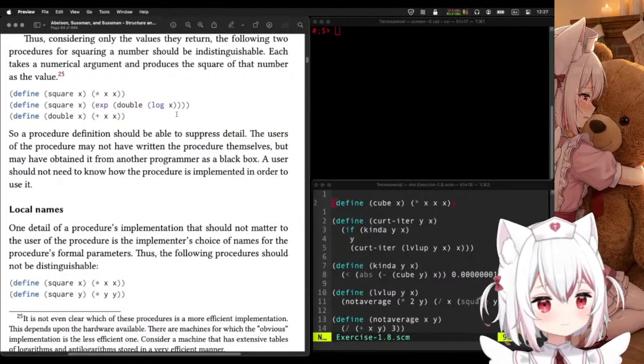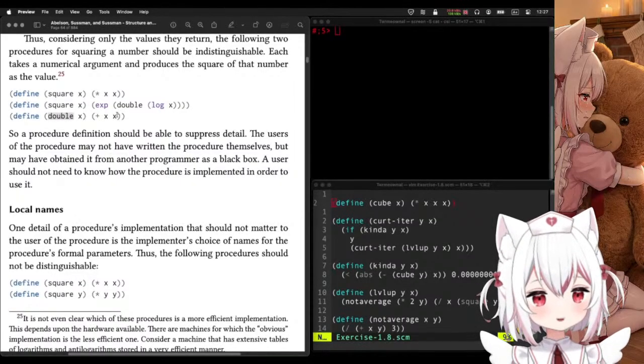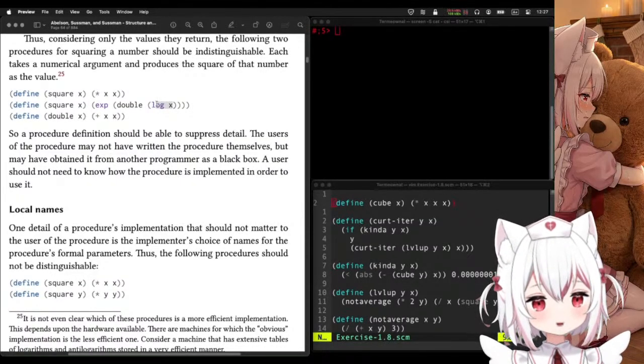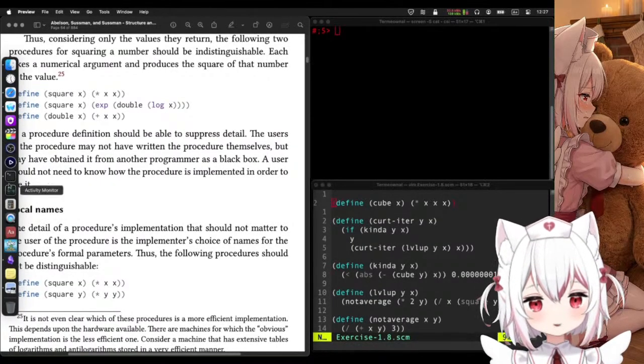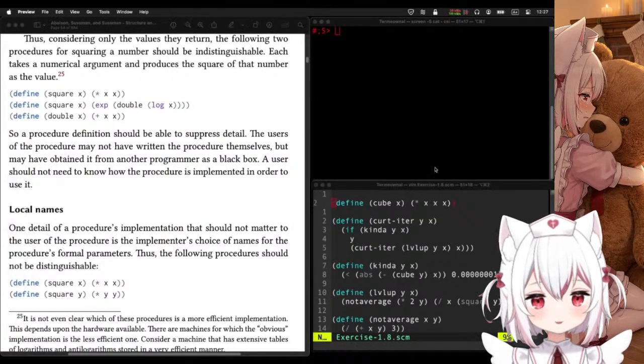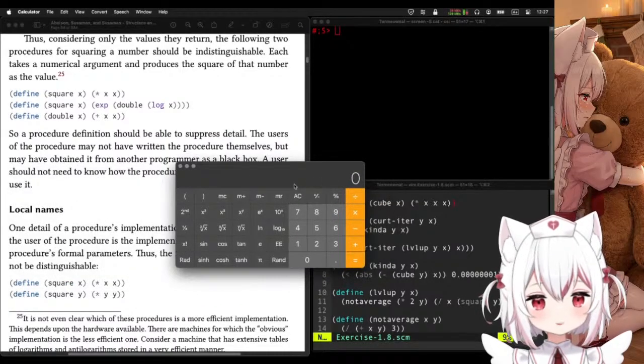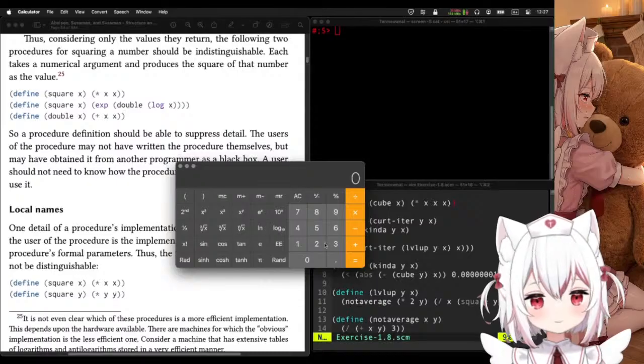Well, it says here double is addition. So log, I mean, we could try it. I don't understand what exp means though. Is it just like raised to something? Raised to what? Raise what to what, right?